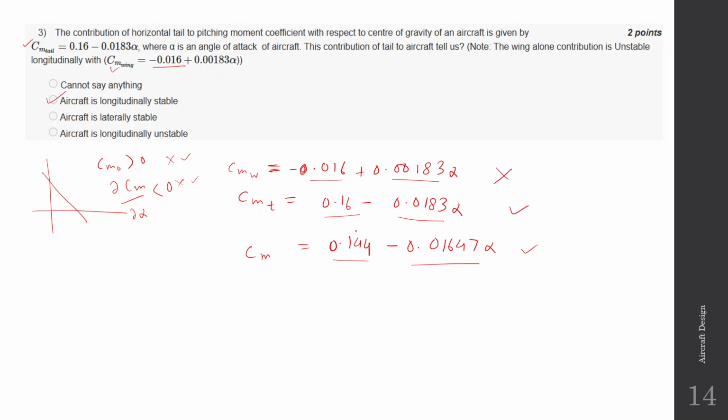And even if you did not calculate the net moment, if you look over here, the tail has a higher effect on the moment than the wing. The tail has approximately one order of magnitude more effect than the wing. So if the tail is stable, then it makes the aircraft stable.